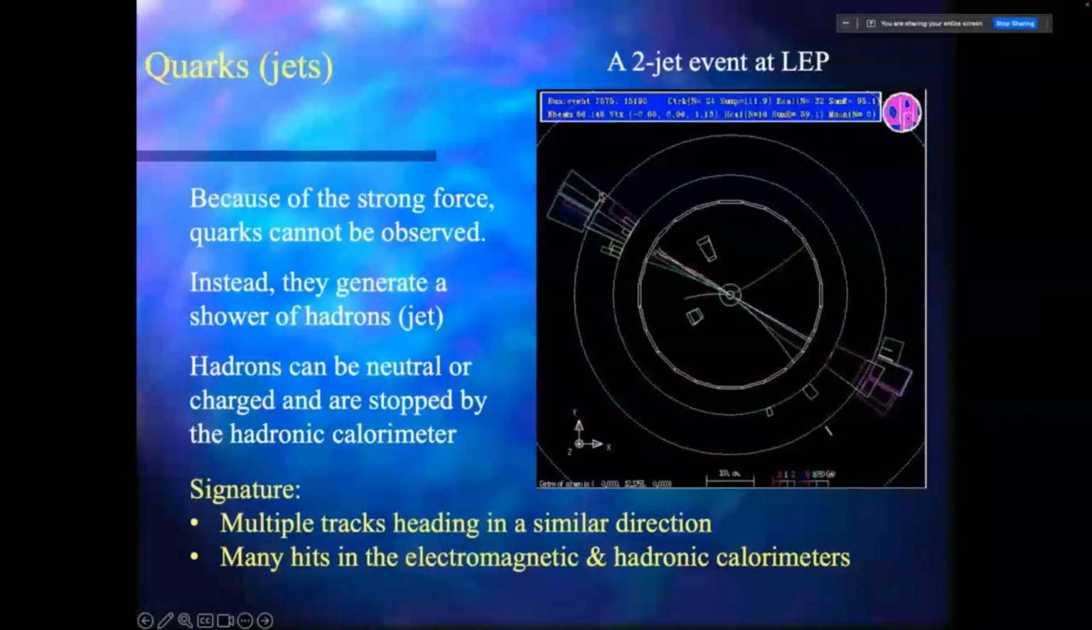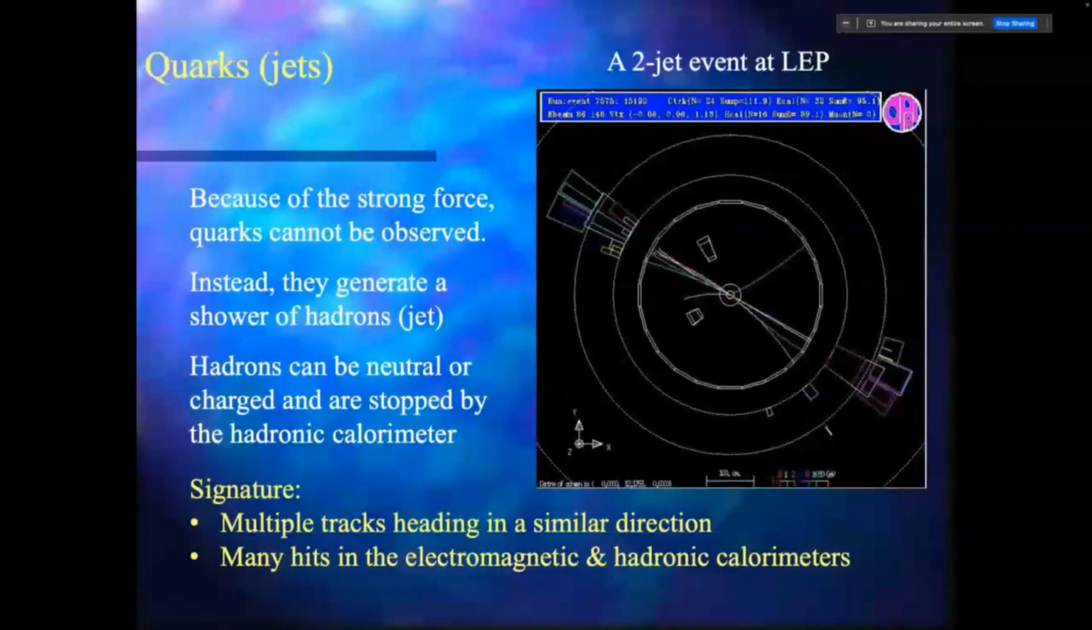They get stopped by the hadronic calorimeter, and those which are charged will also produce a signal in the electromagnetic calorimeter. So in order to identify a hadron, it's something that has a track and then makes it all the way out into a hadronic calorimeter. In order to identify a jet, you're looking for multiple tracks heading in a similar direction and lots of hits in both the electromagnetic and hadronic calorimeters, so the first two layers of the detector.